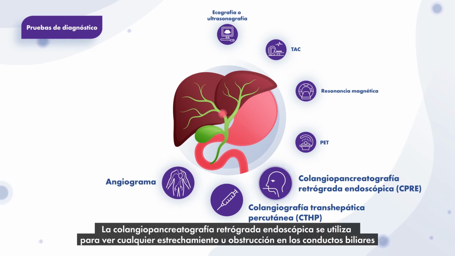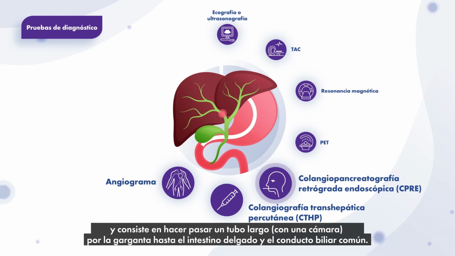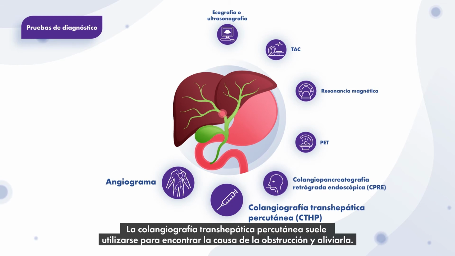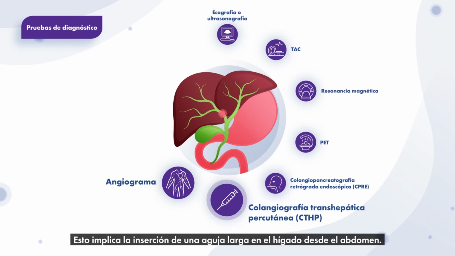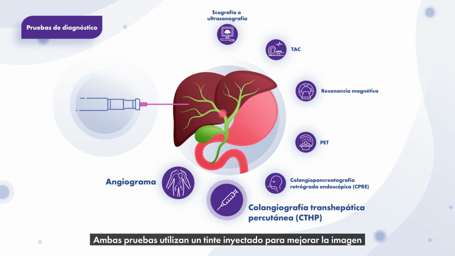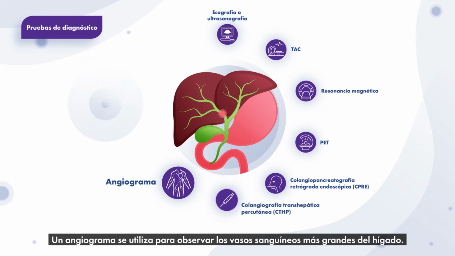ERCP is used to see any narrowing or blockages in the bile ducts and involves having a long tube with a camera passed down the throat to the small intestine and common bile duct. PTC tends to be used to find the cause of the blockage and to alleviate it. This involves insertion of a long needle into the liver from the abdomen. Both these tests utilize an injected dye to improve imaging, and small tissue samples or biopsies may be taken at the same time. An angiogram is used to look at larger blood vessels in the liver.